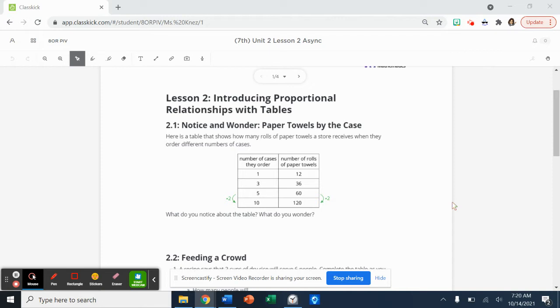The first activity is 2.1, Notice and Wonder, Paper Towels by the Case. It says, here is a table that shows how many rolls of paper towels a store receives when they order different numbers of cases. What do you notice about the table, and what do you wonder? I want you to go ahead and pause this video to answer that question with a full sentence. I notice or I wonder.